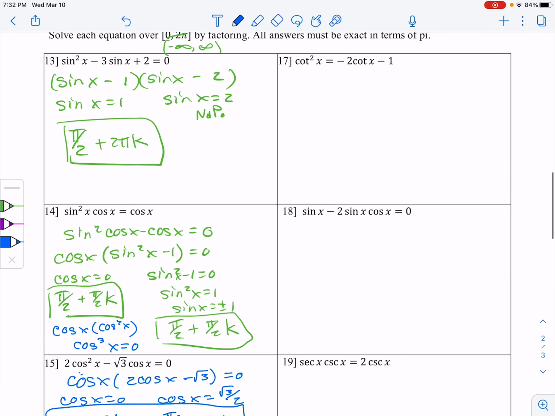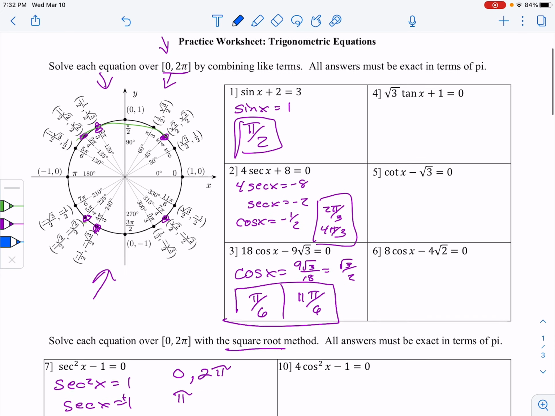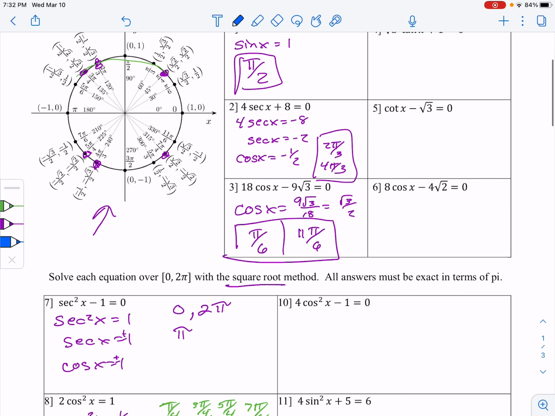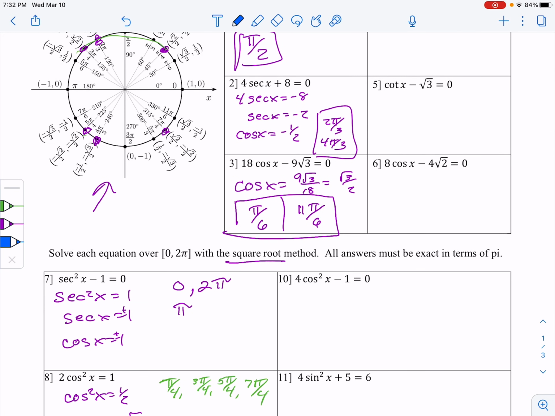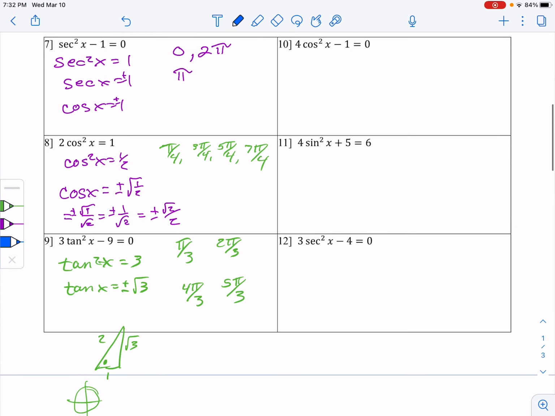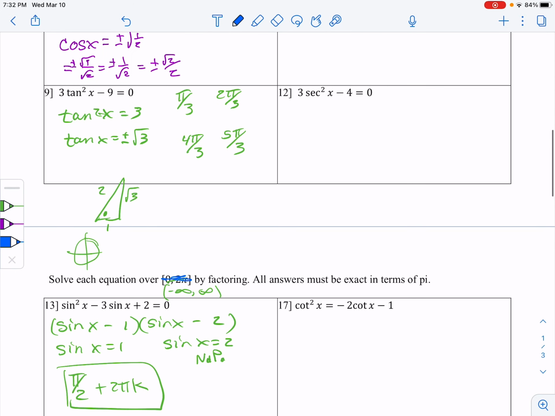Your homework is to do the other side of this worksheet. It's posted twice. You don't need to, it's already there. So just fill in the rest of it. And when you do these bottom ones with factoring, use this new interval, negative pi to pi. Done.